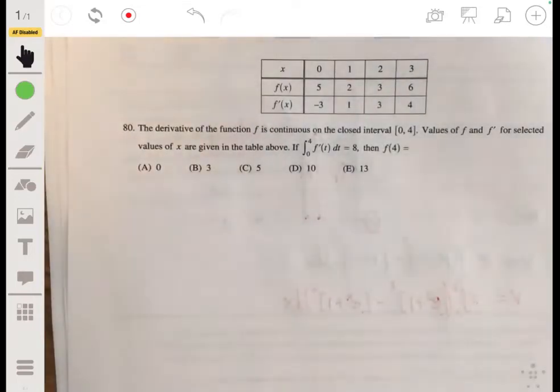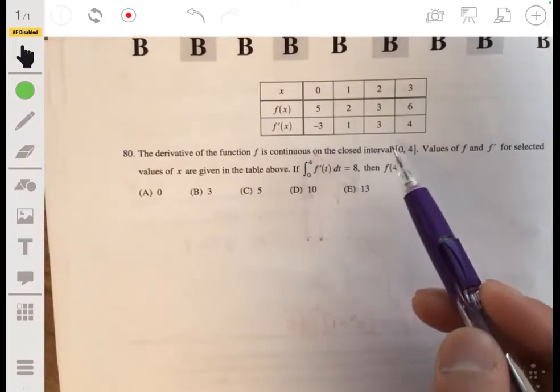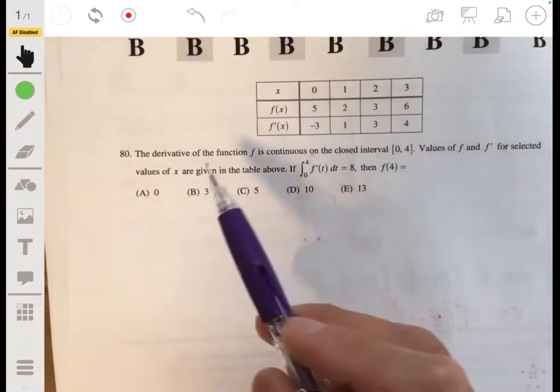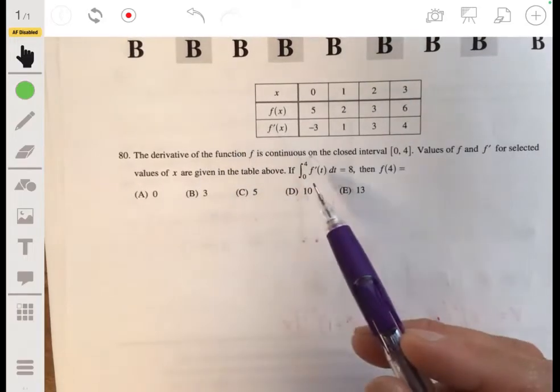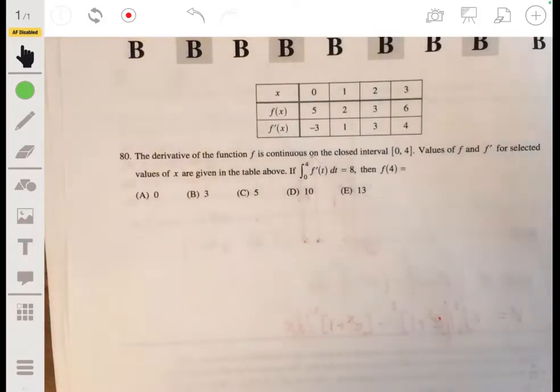80. The derivative of the function f is continuous on the closed interval 0 to 4. Values of f and f prime for selected values of x are given in the table above. If the integral from 0 to 4 of f prime of t dt equals 8, then f of 4 equals.